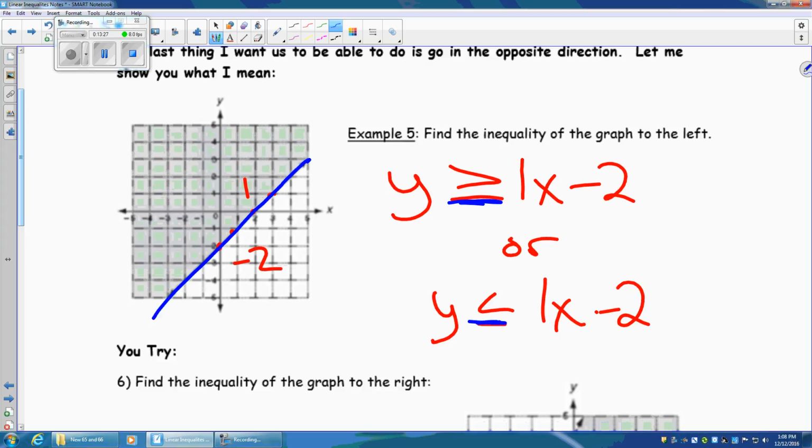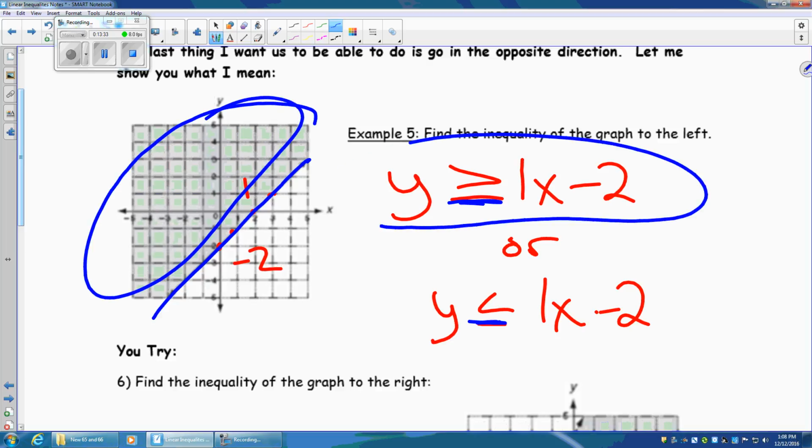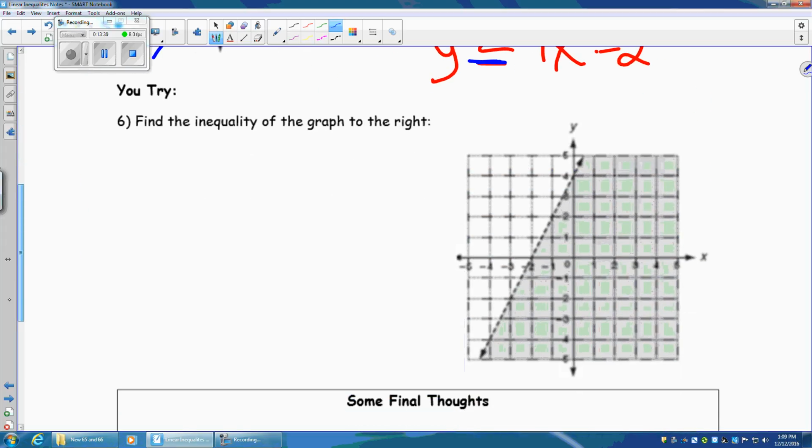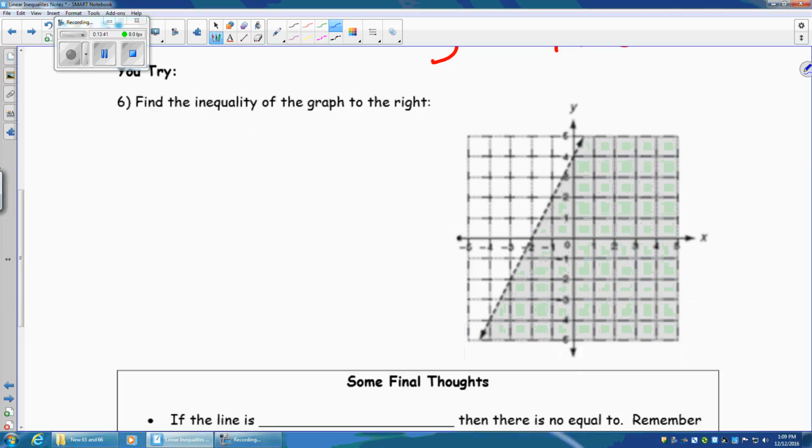Then all I need to do is look at my shading and see, well, it's up above. If it's up above, that means that it's greater. So that it's going to be this one right here, because this one means greater. All right? So would you guys please try number 6 and tell me what the inequality is for that one. Pause the video and then unpause it after you've had a chance to do it.